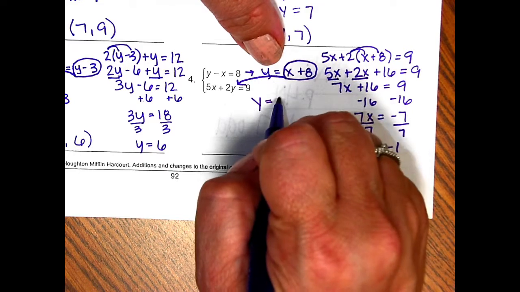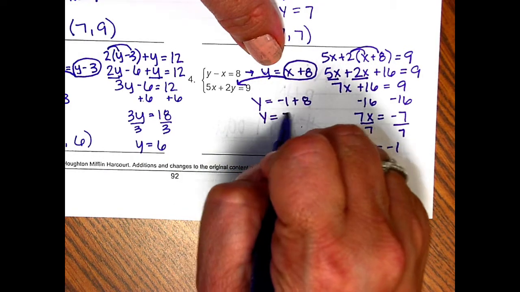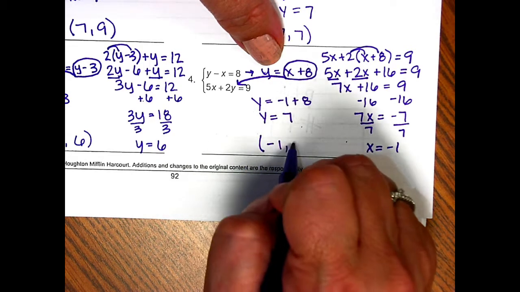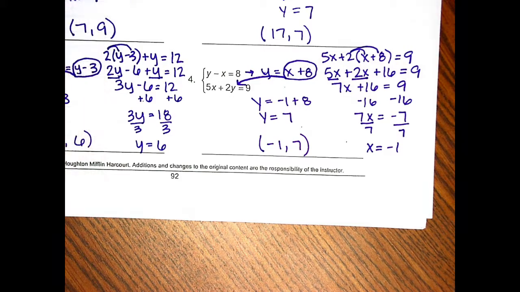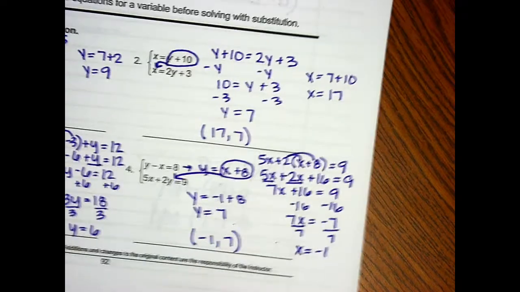So y equals negative 1 plus 8. So y is 7. So my answer is negative 1, 7. Okay, and guys, that's all there is to it. I'm going to show you a couple extra problems on the other side.